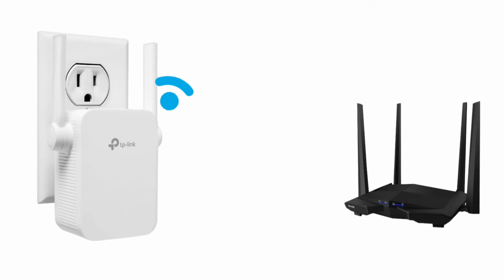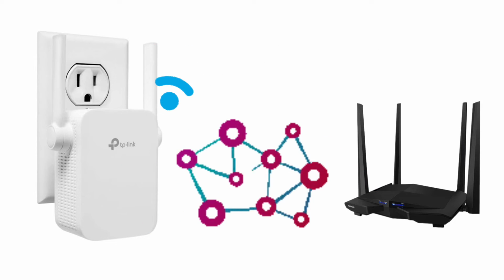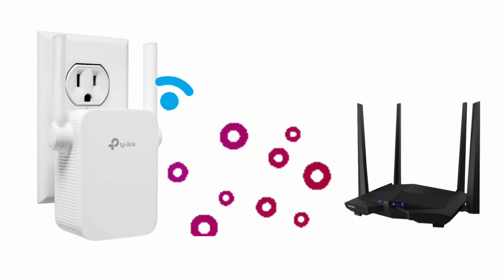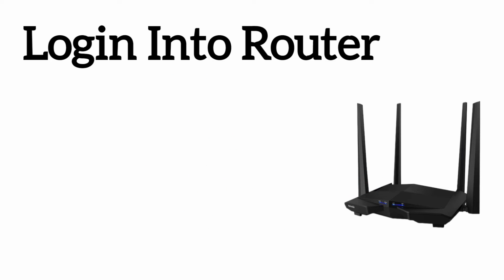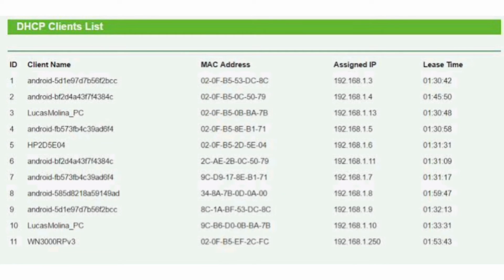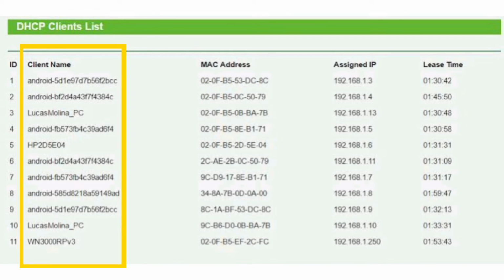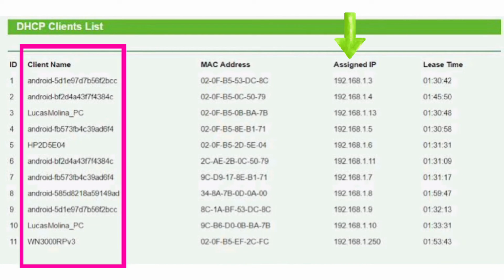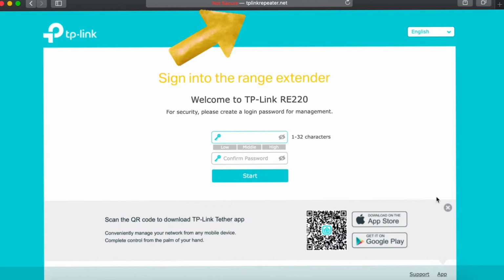Now after the TP-Link extender setup, your router will assign a new IP address to it, so you can log into your router and then go to the DHCP client list or connected devices list and check for the TP-Link extender information and its IP address. Then type that IP address into the URL or address bar to access the TP-Link extender login page.